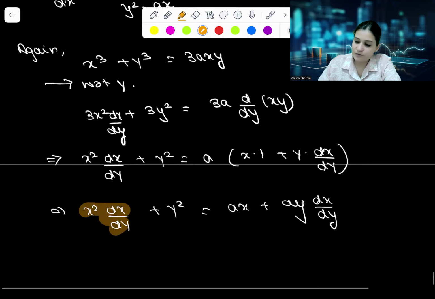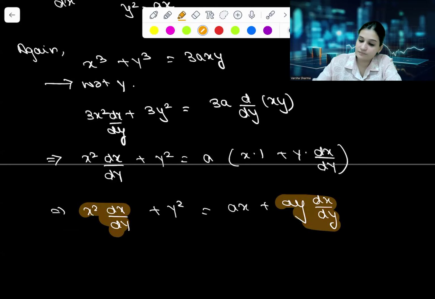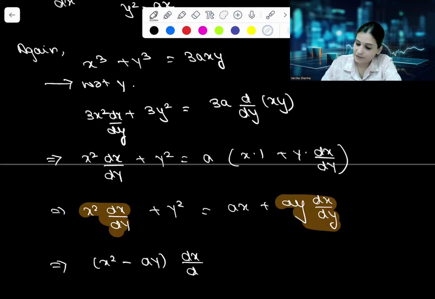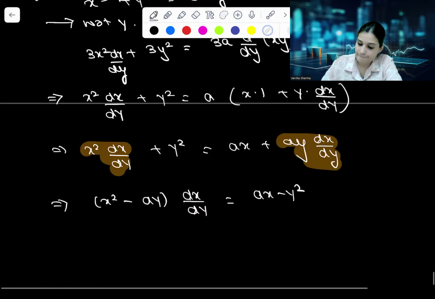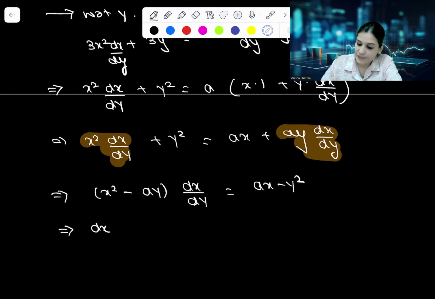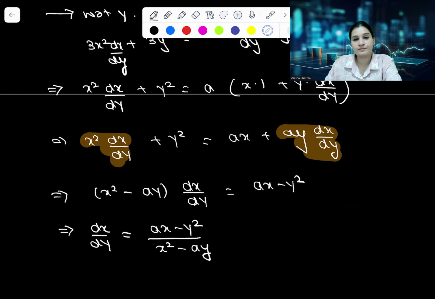Bringing dx by dy on one side, (x square minus ay) dx by dy equals ax minus y square. So dx by dy equals (ax minus y square) upon (x square minus ay). Any doubt?